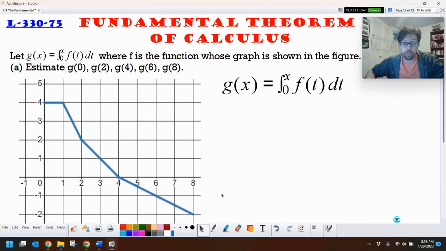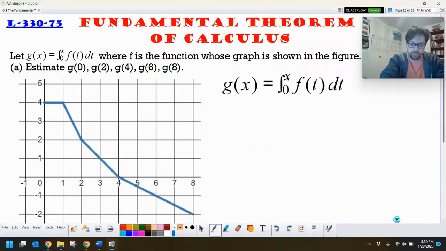Now we can get a little bit more creative with this and just let g be a function defined by the antiderivative of f. So this is one function separate from g. We have the graph of f over here, and we want to know what is going on with g. Now, because we've defined this as a function, we can treat this as a function. We're asked to estimate g of 0.